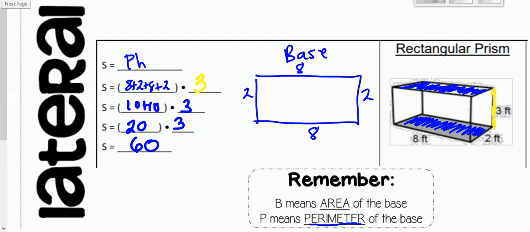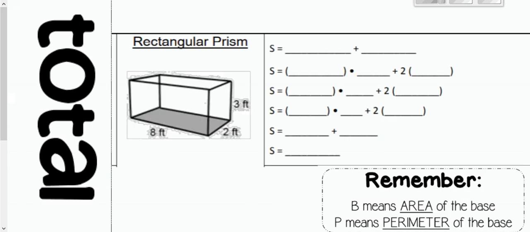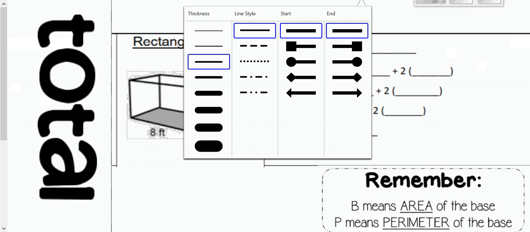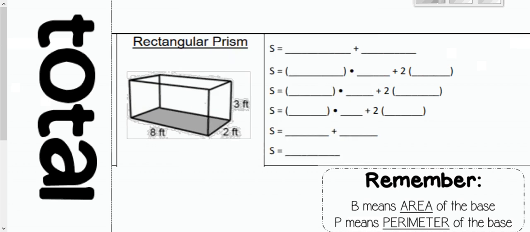Okay, so let's look at how to find the total surface area of my prism. So to find the total surface area of my prism, I'm going to go to my formula chart. First, I'm going to do the perimeter of the base times my height. So this is just my lateral surface area, which was what we did before. And then I'm also going to include my two bases. So I'm going to do 2 times the area of the base.